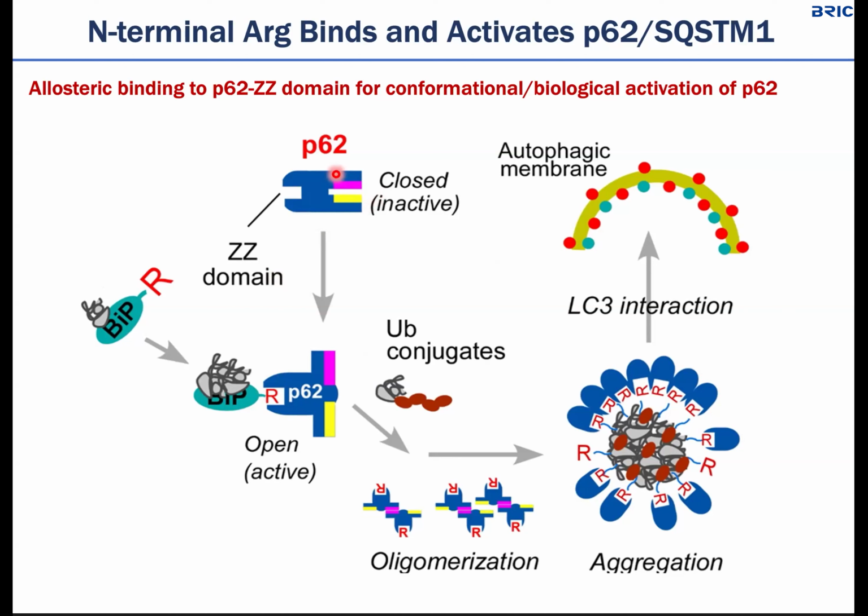Interestingly, and unique to P62, once the N-terminal arginine binds the ZZ domain of P62, P62 undergoes a conformational and biological activation, resulting in self-oligomerization into liquid-liquid phase separation, or LLPS, filaments. Thus, the P62 / N-terminal arginine complex, including the cognate substrates and their binding partners, are initially sequestered into temporary P62 bodies that are then targeted to maturing autophagic membranes for eventual acidic hydrolysis in the lysosome.